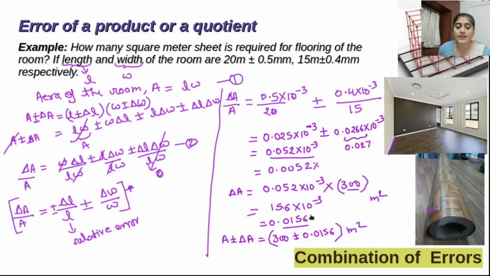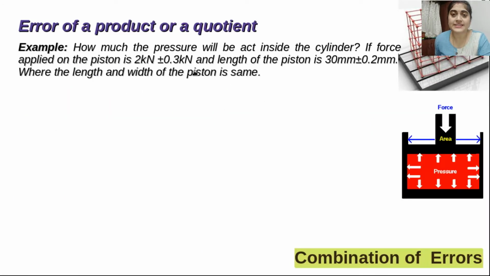So now I will take one example for a question when we are dividing two physical quantities. Here one cylinder is there, inside that cylinder some gas is there. From the piston upside we are applying some force, and the area of the piston is a square type. The width of the piston is the same, and the length is 30 mm plus minus 0.2 mm error.